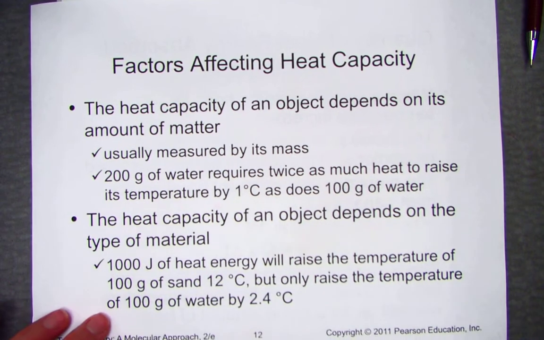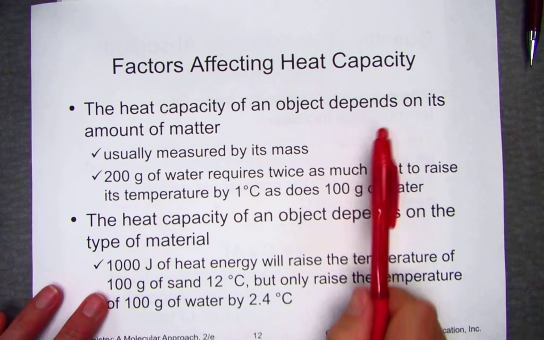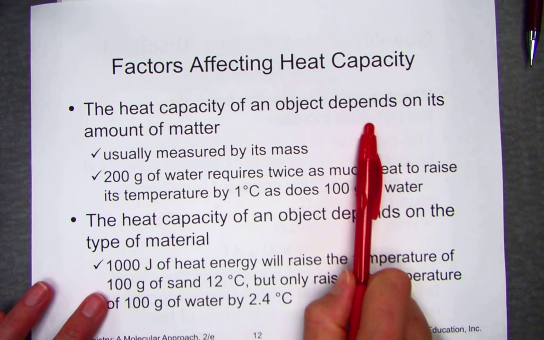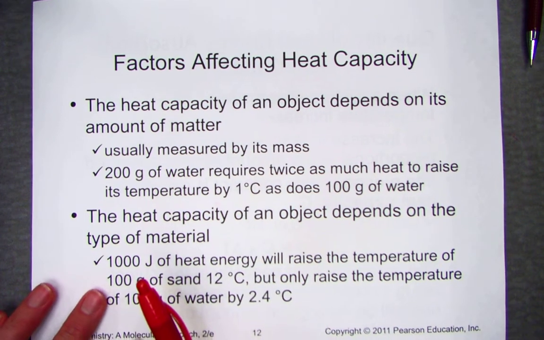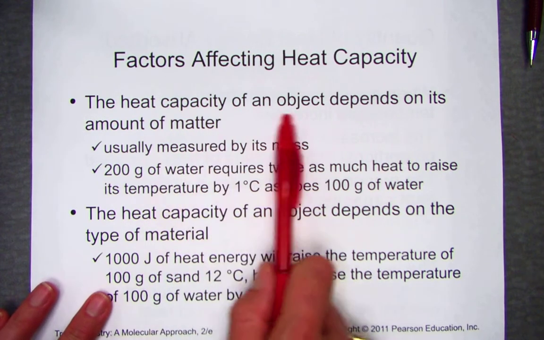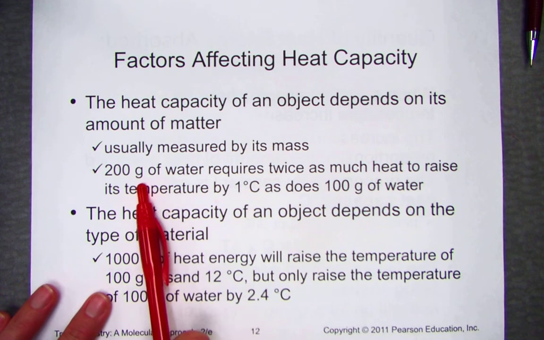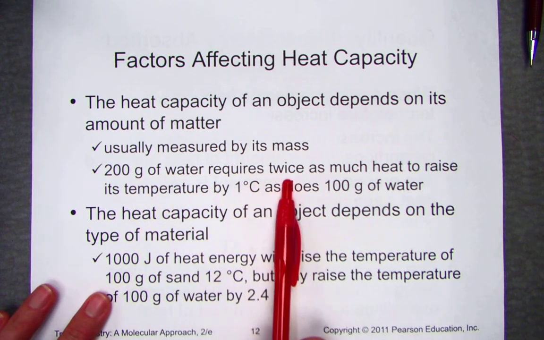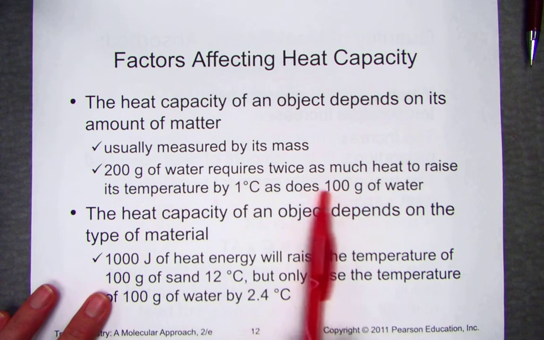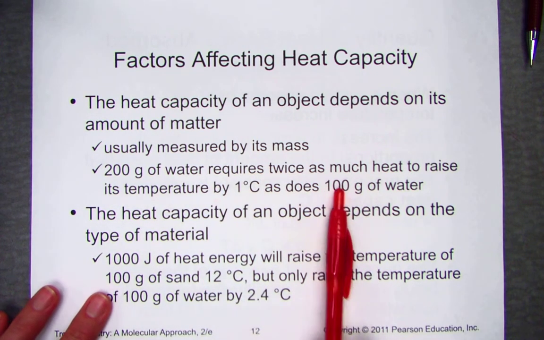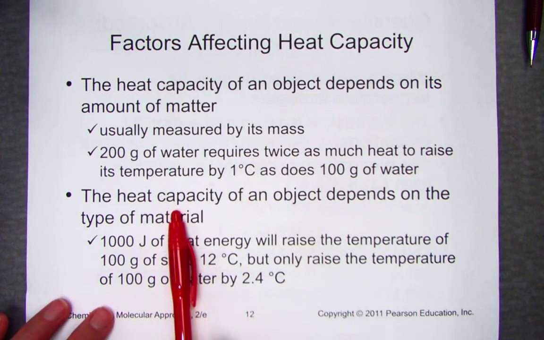The factors that affect heat capacity include, of course, what the object is made of and how much of the object you're measuring out. So the heat capacity depends on how much of the sample you have. 200 grams of water requires twice as much heat to raise its temperature as would 100 grams of water, that direct proportionality constant. It also depends on the type of material you're using.